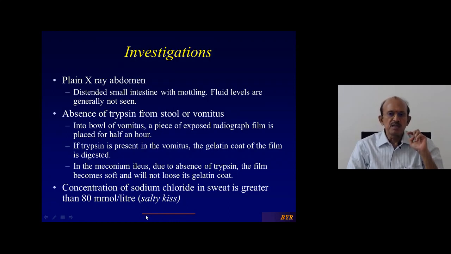And these patients, due to the genetic disorder, have an associated problem with the skin. They will be secreting excess saliva and excess sweat. And the sweat contains much more sodium also. The concentration of sodium chloride in sweat is greater than 80 millimoles per liter. And these children may have associated cystic fibrosis of the liver and cystic fibrosis of the lungs. Cystic fibrosis of the lungs can manifest as bronchiectasis in the newborn.